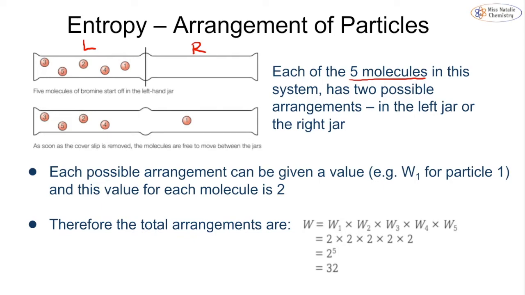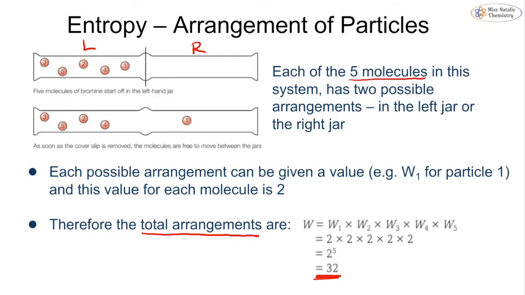So each possible arrangement is then given a value. So we're going to call this value W, and for particle 1, we're going to call it W1. And this value is 2, meaning for particle 1, it's got 2 possible places it can be. We can then do the same for particle 2, particle 3, 4, and 5. So therefore, we can work out the total arrangements would be 2 times 2 times 2 and so on, or 2 to the power 5, telling us that we have 32 possible arrangements for these particles.